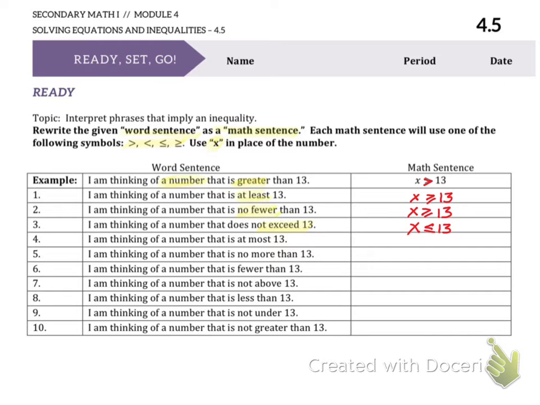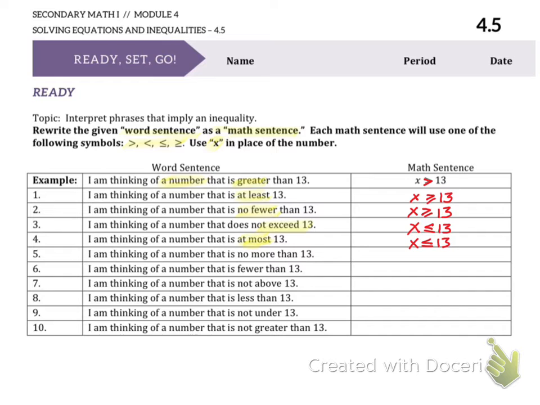All right, then we have the next one. I'm thinking of a number that is at most 13, means the maximum someone can reach is 13 but not more than that. So anything which is at most, in this case, is going to be less than or equal. In this case x is less than or equal to 13. So always create a sentence and then think about it.